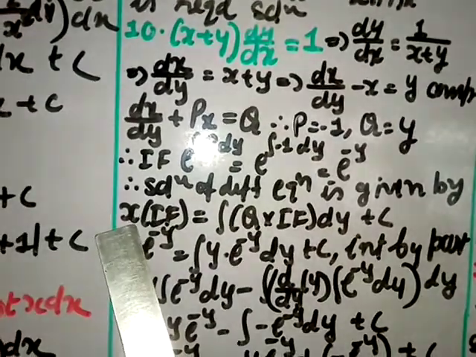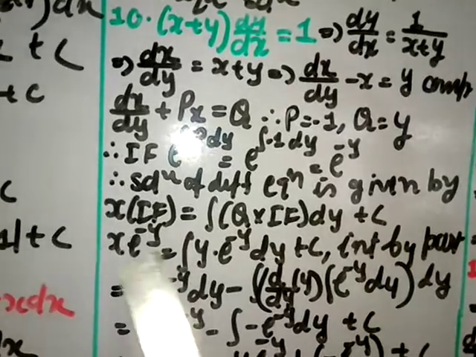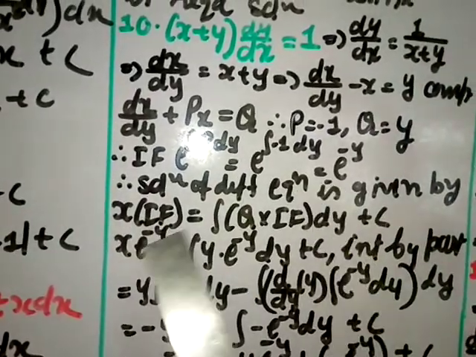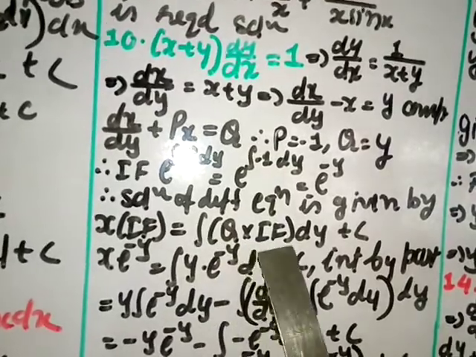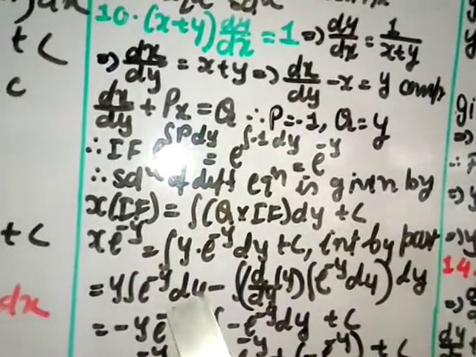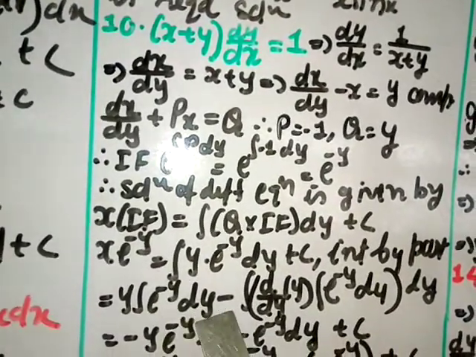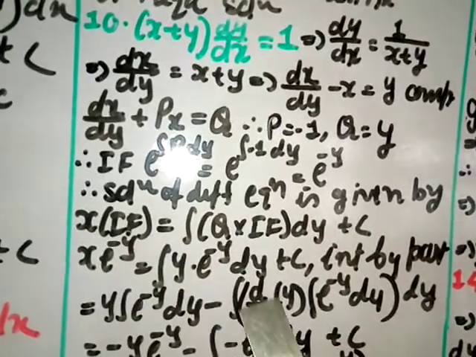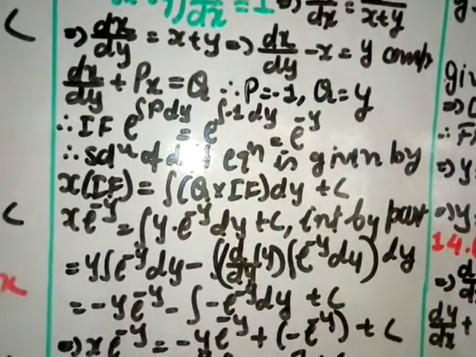Now here x will come equal to integral q into integrating factor dy plus c. Put the value: the integrating factor is e power minus y, and q is y. So y into the integrating factor, that is e power minus y dy plus c. You have to do this by parts. So y as it is, integral e power minus y dy, minus integral of the derivative of y into the integral of e power minus y dy.